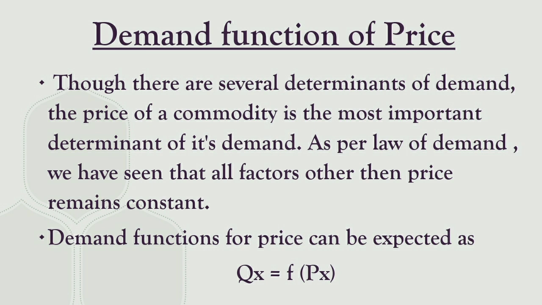There we have seen that all factors other than price remain constant, and only when there is a change in the price of a commodity, how it is going to affect the demand, that we study in the demand function for price. Here, the demand function of price is expressed as Qx, that is quantity demanded of commodity X, is a functional relationship with Px, that is the price of the commodity. So how the price Px affects the demand for Qx is being shown over here.